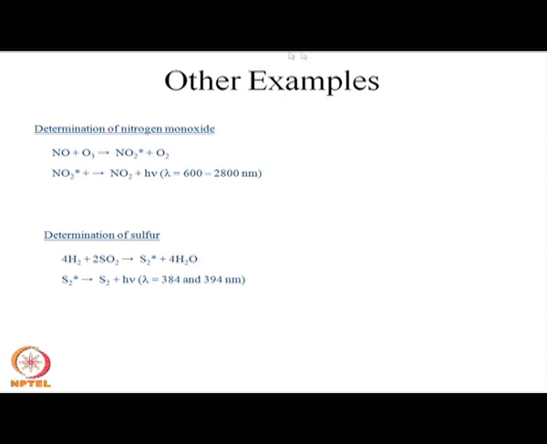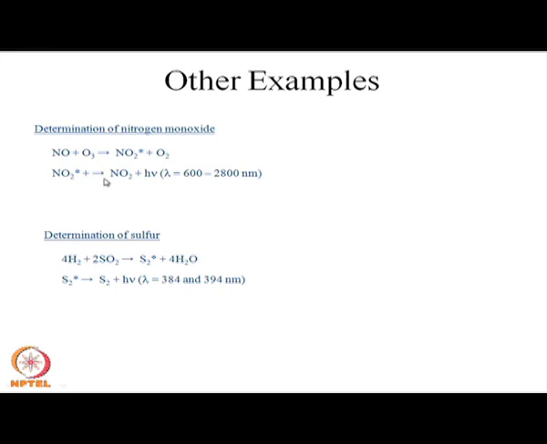Other examples, I mean that this chemiluminescence can be used to detect nitrogen monoxide. So, in presence of ozone it produces NO2 star, and this NO2 star is giving rise to NO2 plus H nu. Okay. So, its lambda is around 600 to 620, it is a broad spectrum.